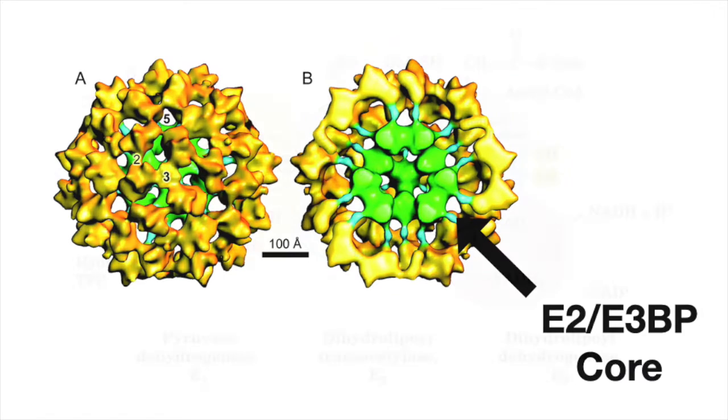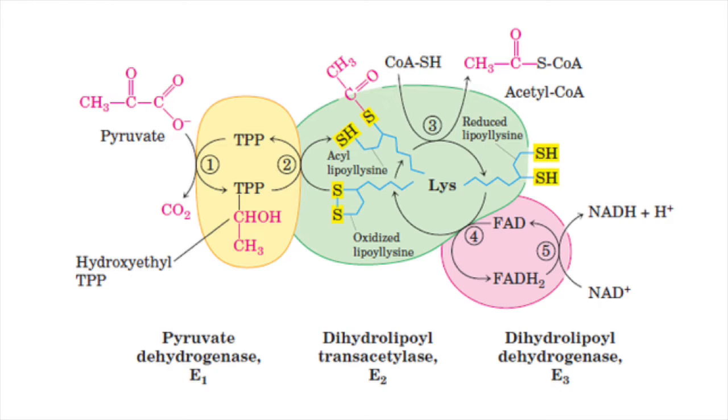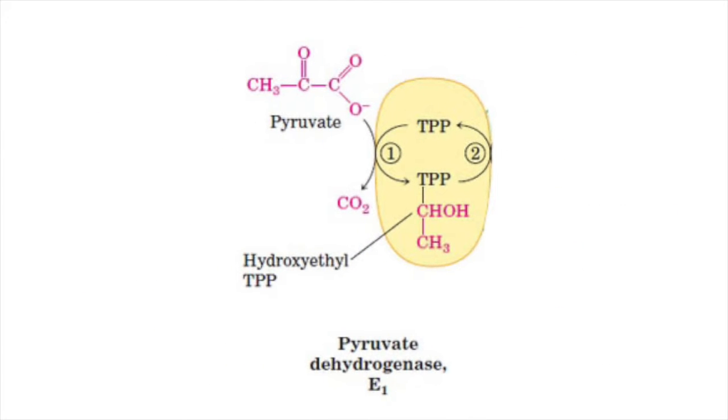The complex is like a factory that passes enzymes along the E1, E2, and E3 stations, converting them into new molecules. E1 takes in pyruvate and breaks it apart to attach some of it to thiamine pyrophosphate, or TPP, and uses the rest to form CO2. The one that is attached to TPP is used in the next station.